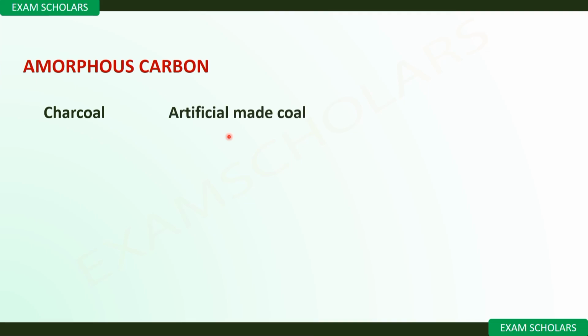Now, it is known as artificial made coal. Charcoal is artificial made coal, and we have different types of charcoal. The first one is wood charcoal. What is wood charcoal? This one is formed by charring of wood. When you heat up wood with limited supply of air, that is how wood charcoal is being formed.